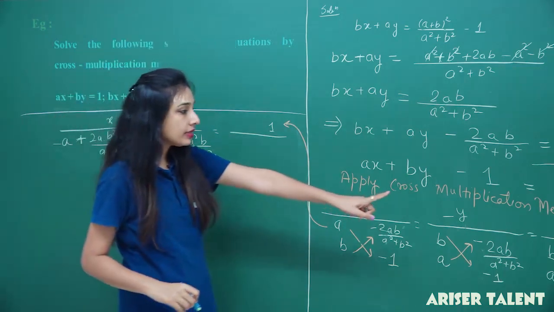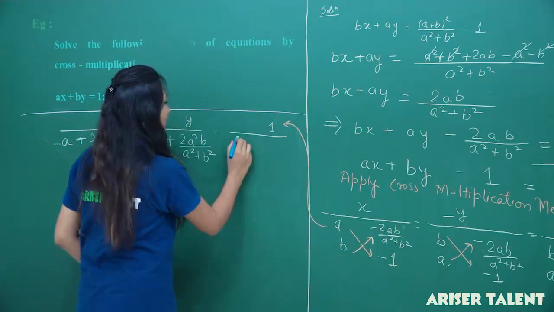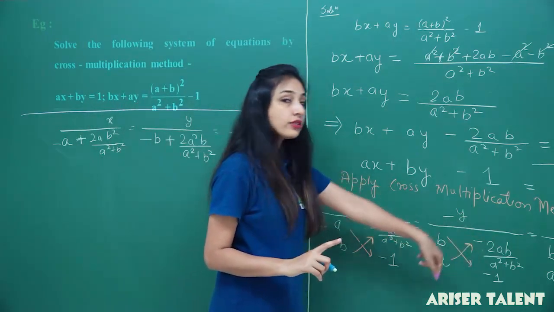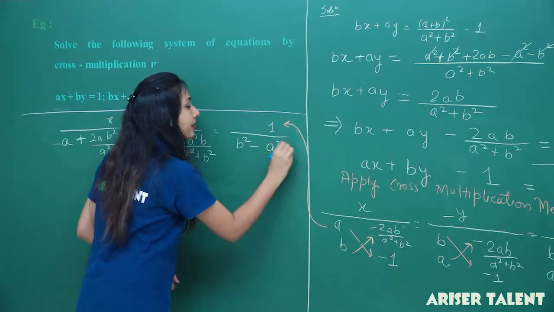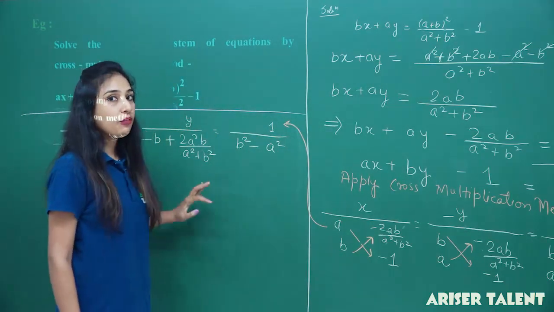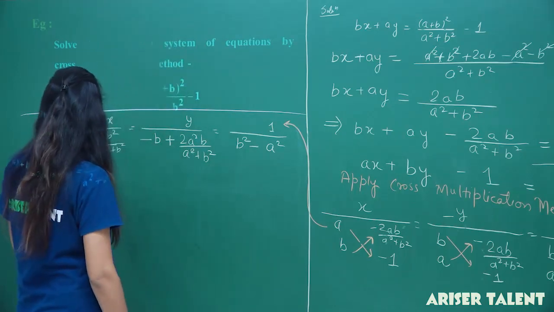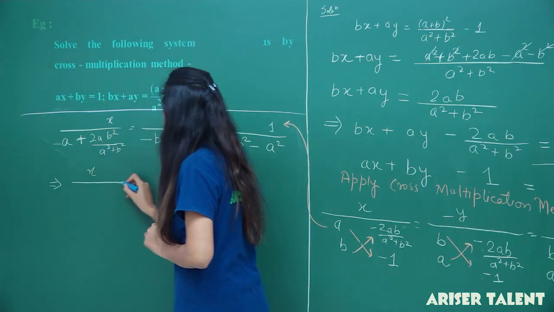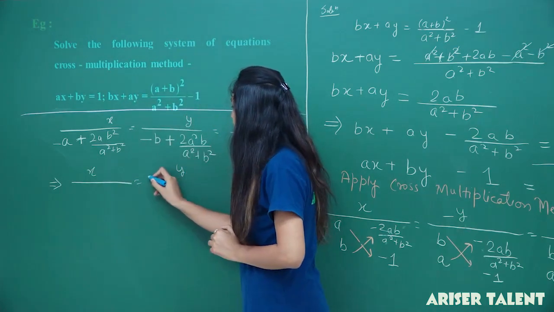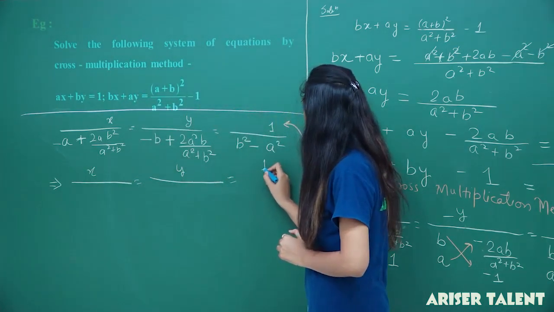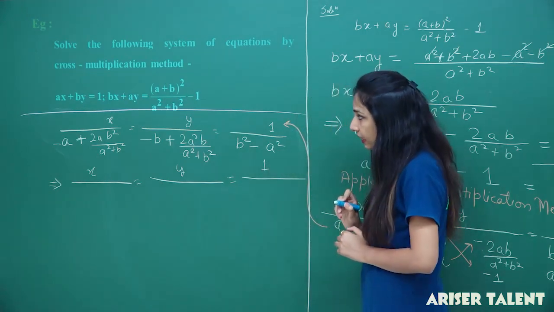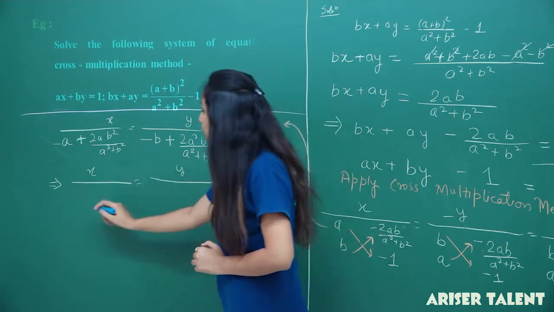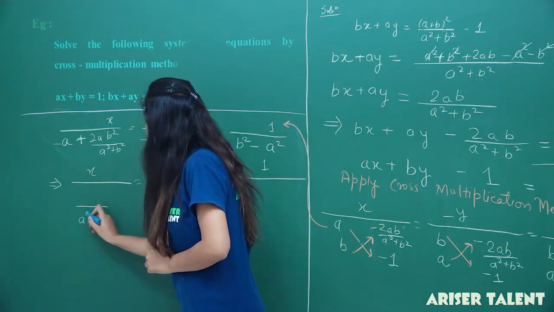Now I am writing about this. Now that will be b square. Okay, b square minus. Minus should be there. Okay, now a square, right? So a square here. Okay, I followed the procedure. Now I can just solve it. So that will be equal to, here it is x, here it is y, and here it is 1. Right.